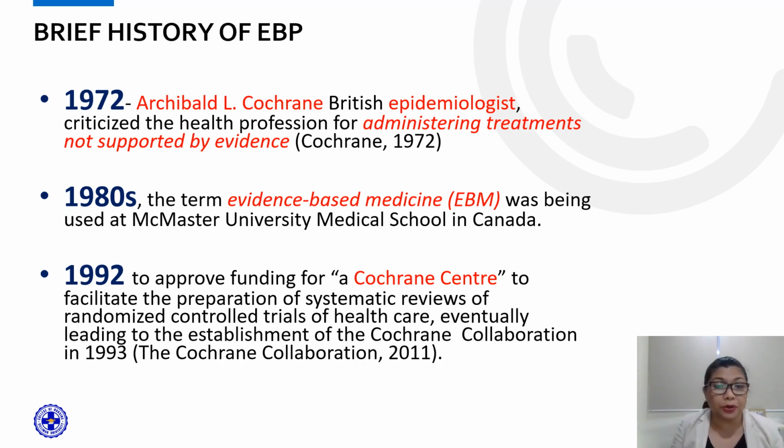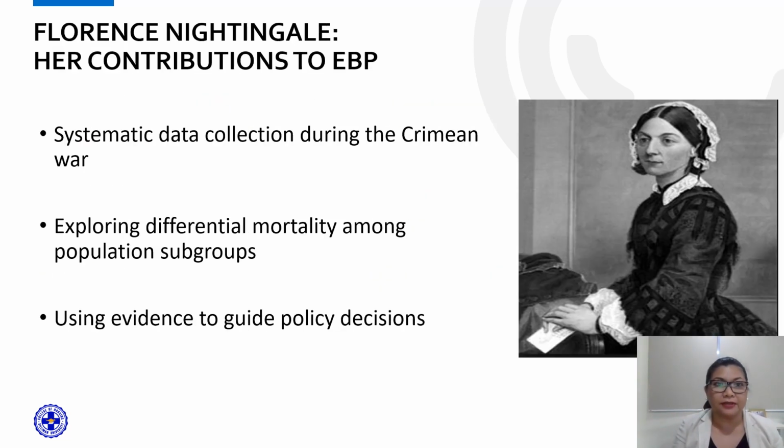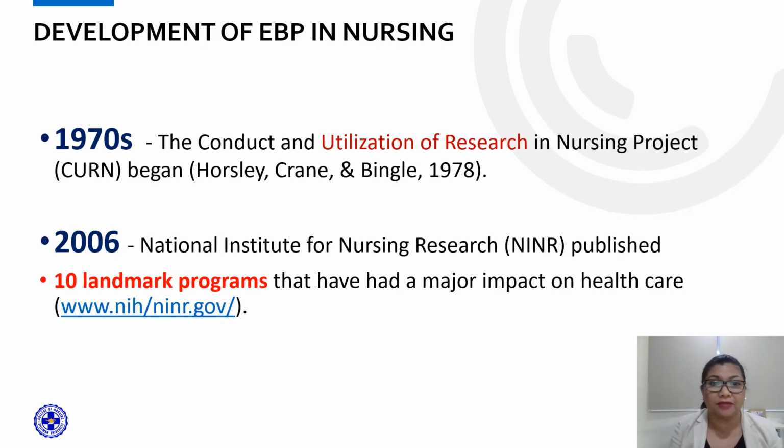If you go to the Cochrane Collaboration, you can see some abstracts, but you need to pay if you want to see the full review. So the Cochrane Center is there. It's very useful. A lot of the clinicians, health scientists and professionals go to Cochrane for looking at the evidence. Now for nursing, again, we go back to Nightingale, right? Systematic during the Crimean War, exploring the differential morbidity or mortality among the subgroups, and she presented it to the stakeholders, the politicians, and they made changes. So you can see that evidence is used in practice.